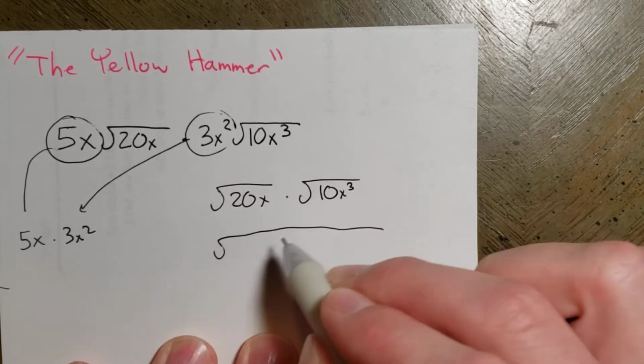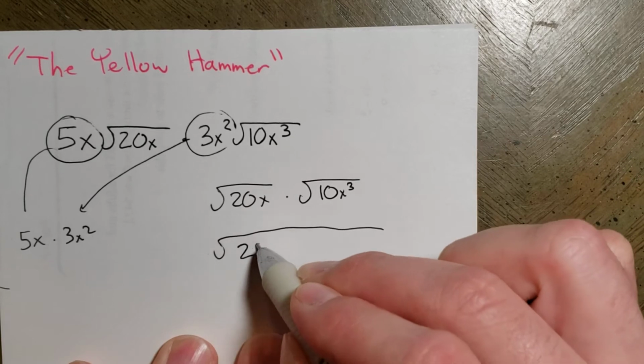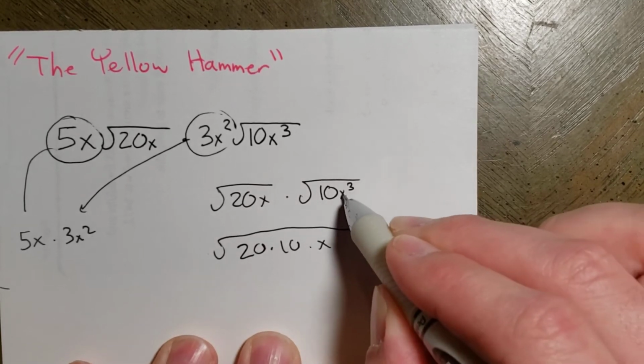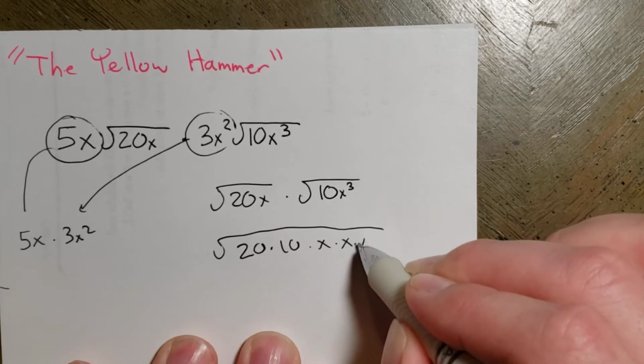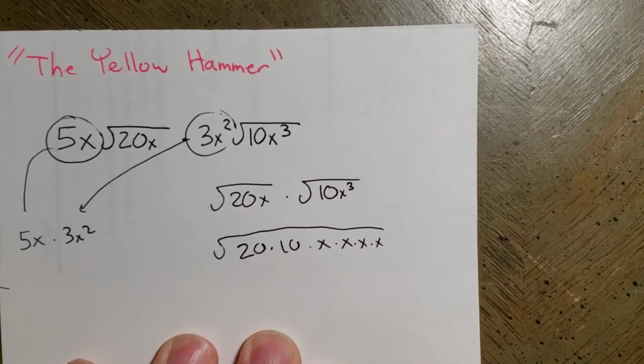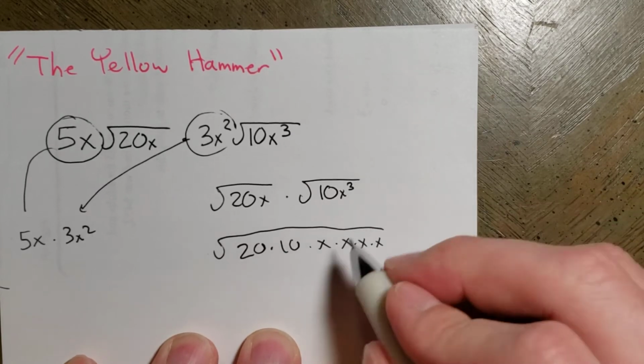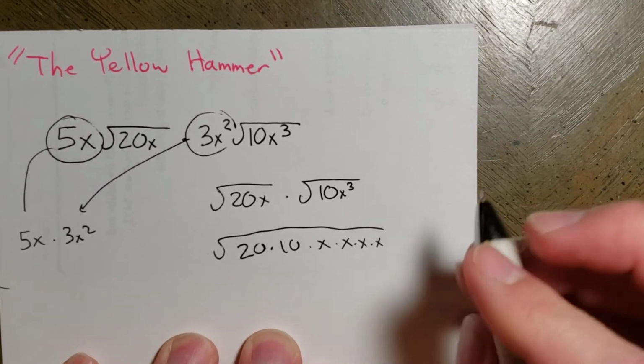Now, I don't combine the 20 and the 10. I actually keep them separate. Then we'd have an x, and then x to the 3 is 1, 2, 3. So we have 1 there and 3 there, so we have 4 x's. So if you wanted to, you can go ahead and knock those out now, okay?